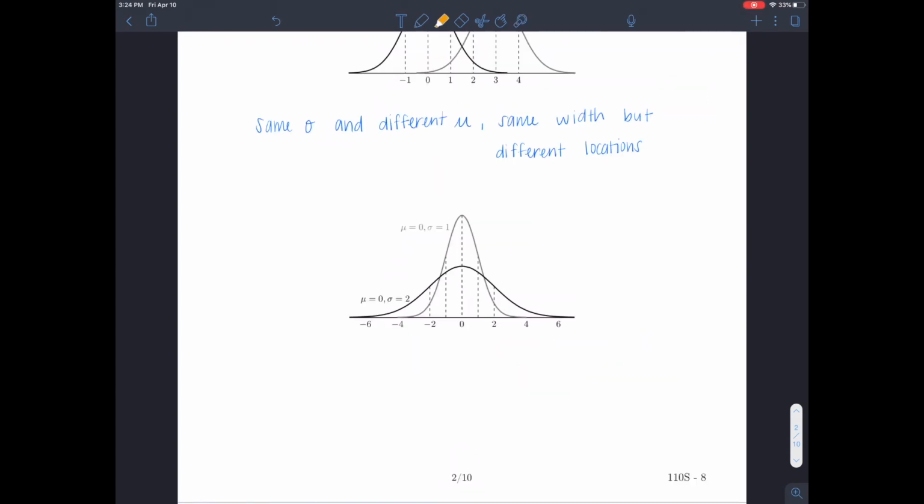These next two curves we're going to look at have the same mean but different standard deviations, and so you can see that they're located in the same spot on the number line. However, this second curve with the bigger standard deviation is wider than the first curve. And so here you can see bigger values for sigma mean a wider normal curve.